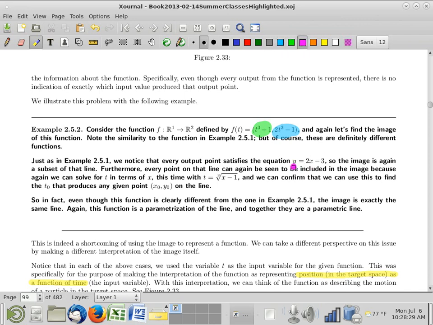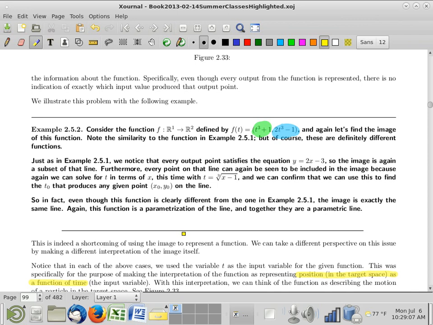This is very unexpected, but this y, just like the last example, is exactly 2 times this x minus 3. And again, you can always find a value of t that will generate any specific given point, whatever point on this line you might happen to be interested in. So weirdly, this very different function here, I mean, it's cubic, right? It's a very different function, and yet its image is the exact same line as the line from the previous example. That's disturbing and unsettling.